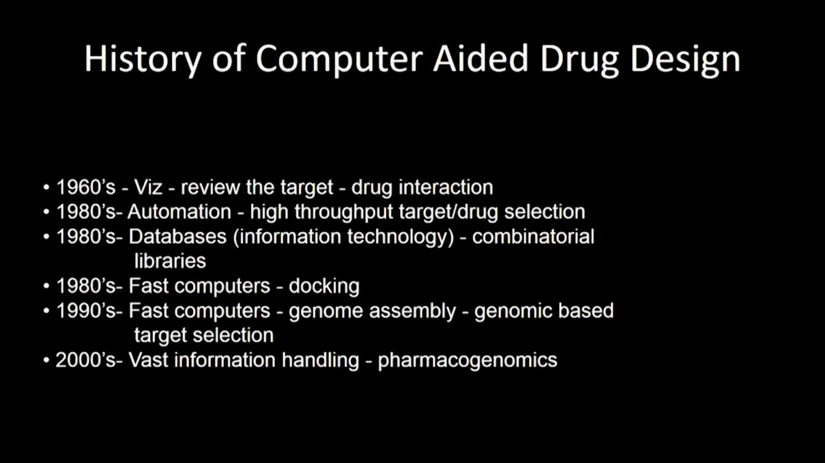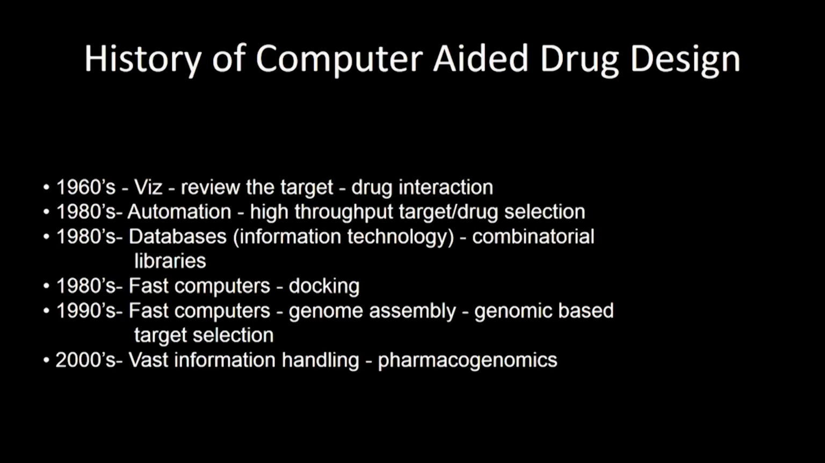Then in the 90s, genome assembly and genomic based target selection. That means we try to understand which genomes are involved in the disease process. Then in the 2000s we went into pharmacogenomics, that means combining genomics with pharmacology, to see which genes affected which pharmacological issues. So, this is approximately the history of computer aided drug discovery.